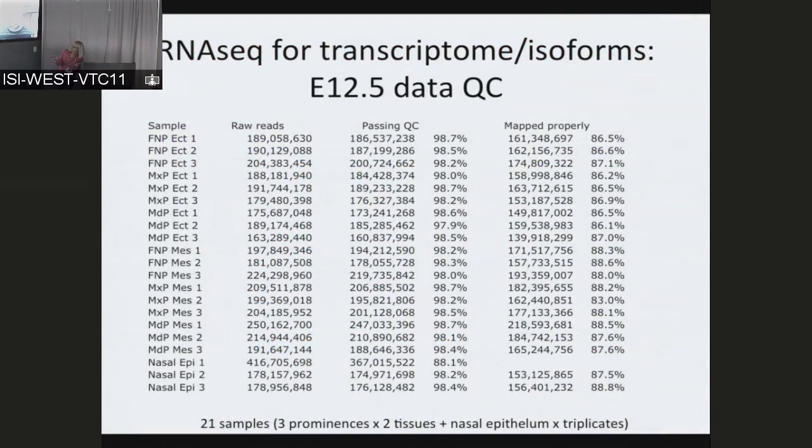But so the data we're doing 125 base paired ends sequencing. And we've got nice deep data, excellent QC in terms of reads passing QC. They're all mapping really very nicely. And so it seems to be high quality data that we've gotten.